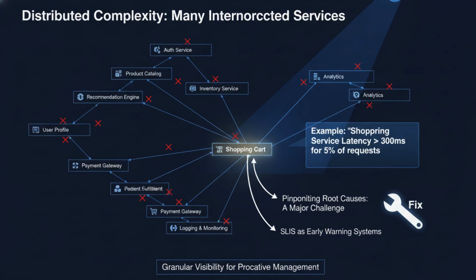SLIs act as the early warning system, providing specific, measurable data points for each component. They enable teams to understand the health of individual services, identify performance bottlenecks before they impact end users severely, and ensure that the overall system behaves as expected. This granular visibility is not just about troubleshooting. It's about proactively managing service quality and maintaining a superior user experience across the entire distributed system. For example, knowing that shopping cart service latency exceeded 300 milliseconds for 5% of requests instantly narrows down the investigation scope.